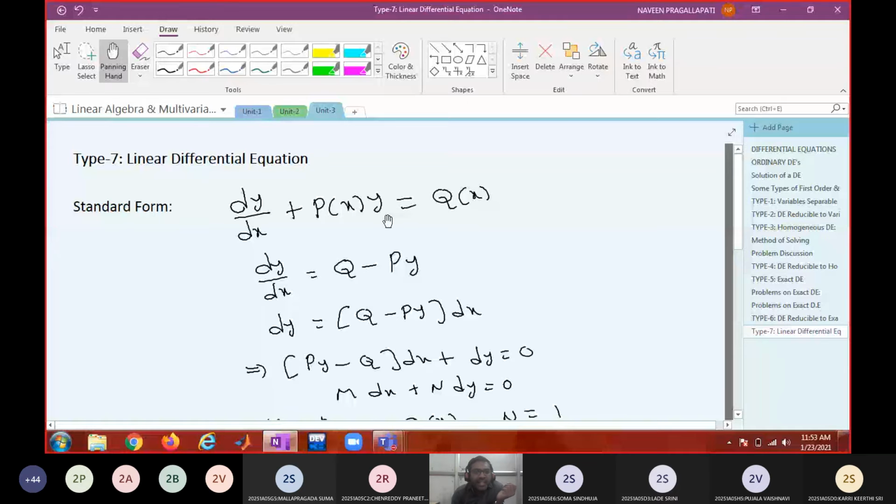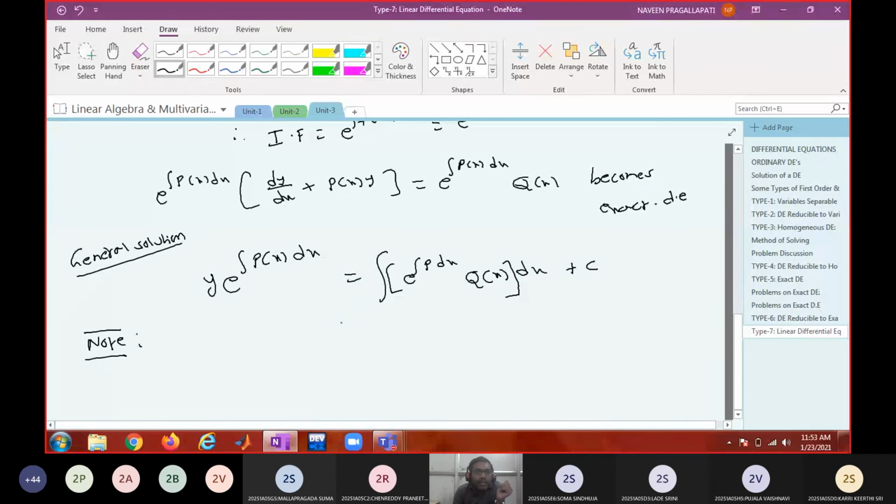What kind of linear differential equation? First order linear differential equation, written in the standard form. Standard form means the coefficient of dy by dx equals 1. For example, if I write x into dy by dx plus x square plus 1 into y equal to cos x.